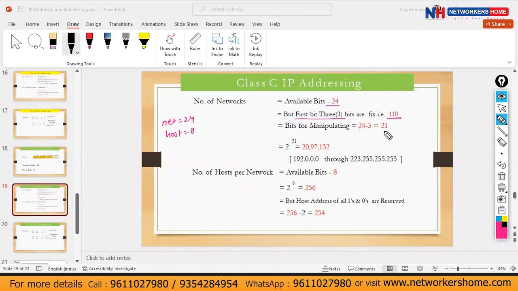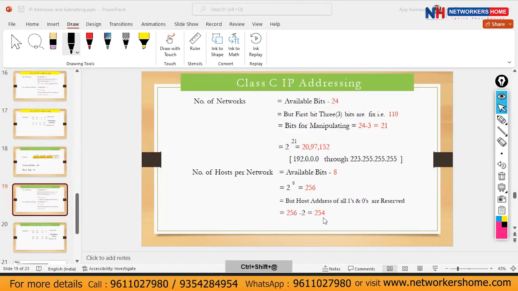So if you reduce 3 bits, a total of 21 bits are left. So you can say the number of networks is 2 raised to power 21. And the number of hosts per network: we are having only 8 bits, so 2 raised to power 8 will be the number of hosts in one network. And again, we have to reduce 2 because the first IP and the last IP we cannot assign. So the usable addresses will be 2 raised to power 8 minus 2, which is 254.